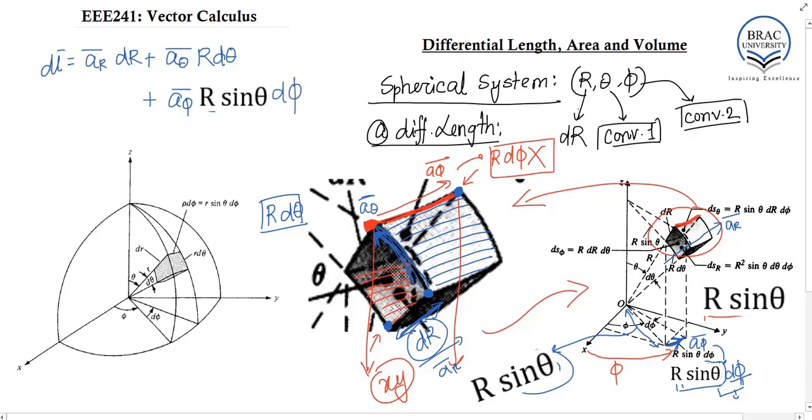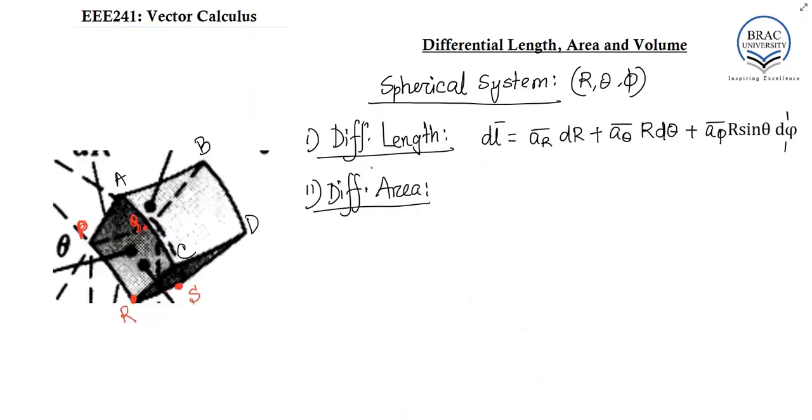All right, so r sine theta will be the effective radius of the arc of the projection of the traversing direction along the phi direction. All right, so this will be the differential length in case of a spherical system.